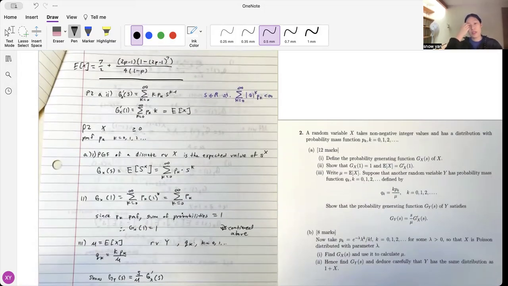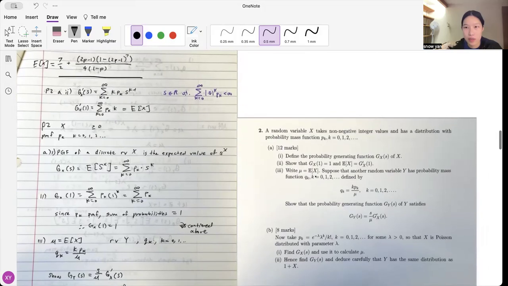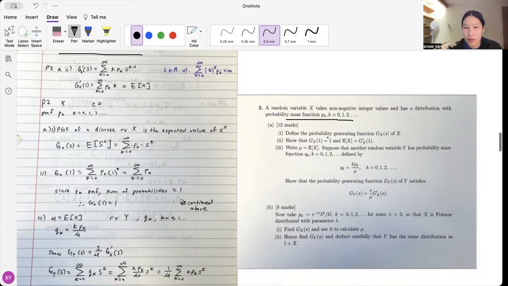Okay, let's move on to the second question. I think the first one was relatively just calculation and understanding what next week meant, which I misunderstood. The second question is relatively easy as well. It's just PGFs. We have a random variable X that takes non-negative integer values and has a distribution with this probability mass function, where k goes from 0, 1, 2, and so on. In part A, we want to define the probability generating function, our PGF G_X(s).